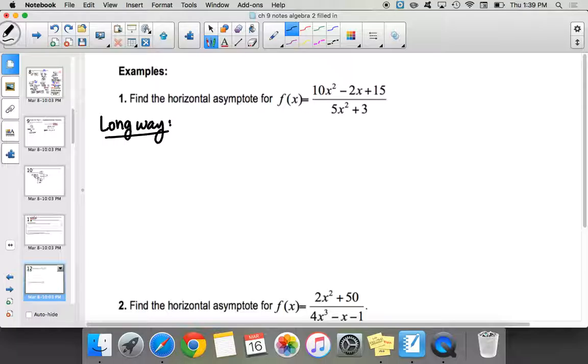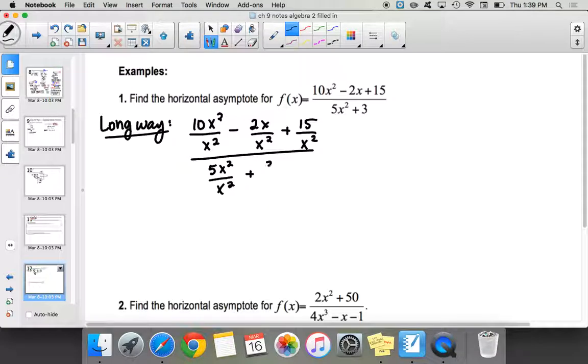Our steps, we're going to look for our largest degree. So in the numerator and denominator, what's our highest power? 2. So we're going to take every single term, and we're going to divide everything by x squared. Where do we get that? And then we're going to simplify it.